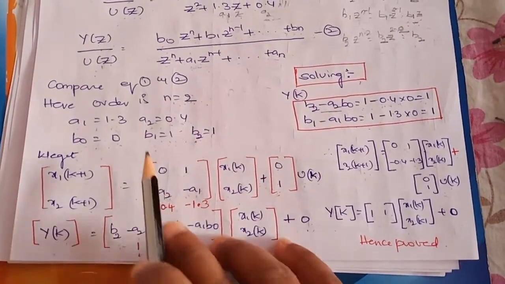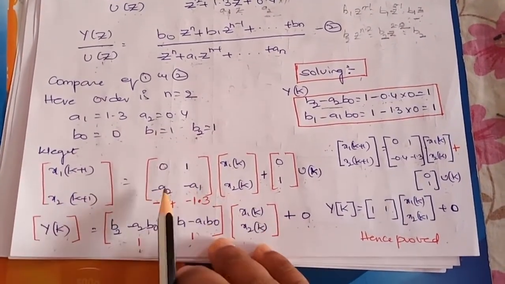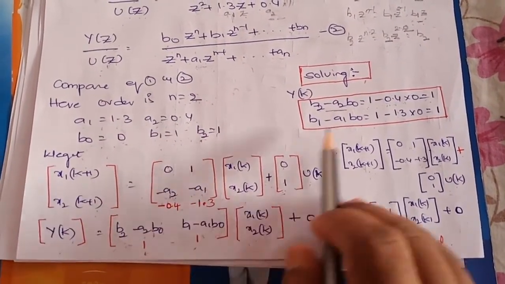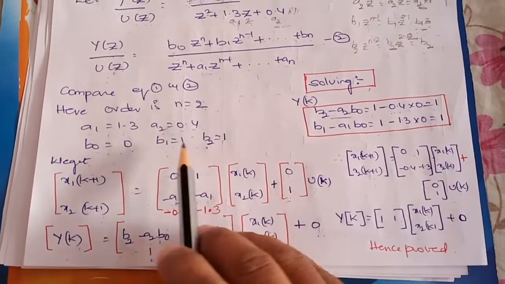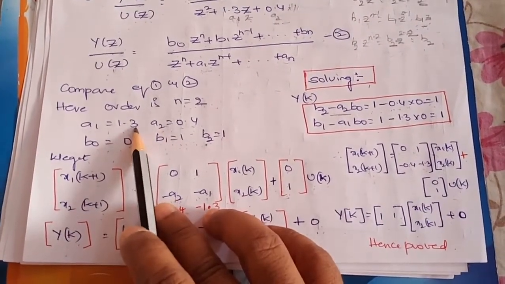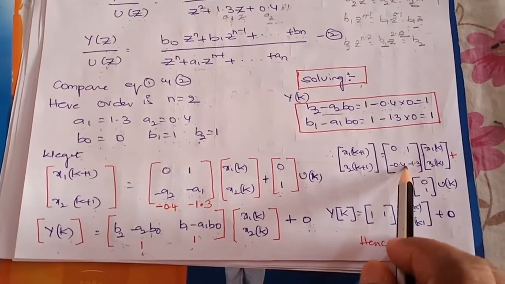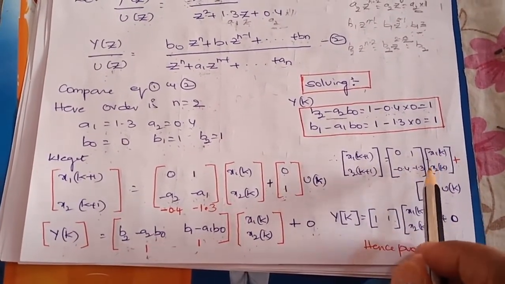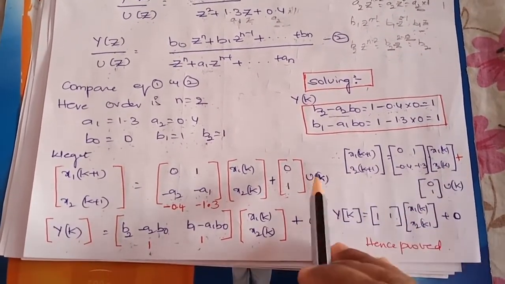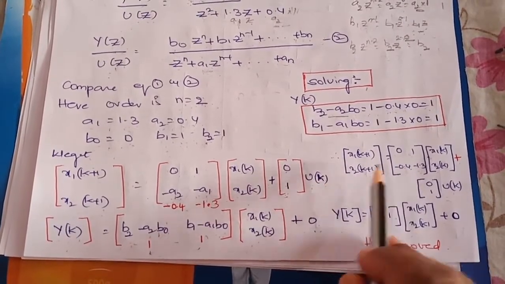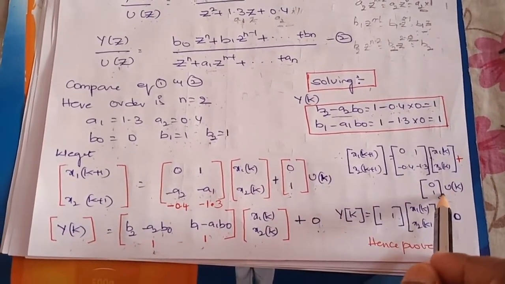What is the a2 value? It is 0.4. Here it is written as minus a2, so minus 0.4. Coming to the a1 value, it is 1.3, so minus a1, minus 1.3, into x1 of k, x2 of k. Plus matrix B, it is 2 by 2, so simply write 0, 1 into u of k.